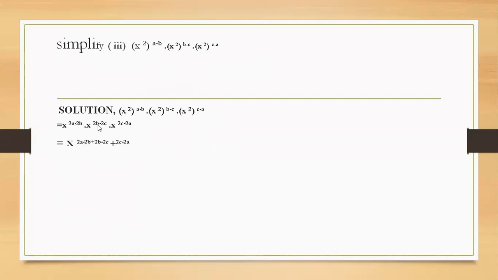2a minus 2b plus 2b minus 2c plus 2c minus 2a. Then x to the power will be 0. Okay, this plus is a little bit up, and it will be x to the power 0. x to the power 0 means 1. Its value will come 1.